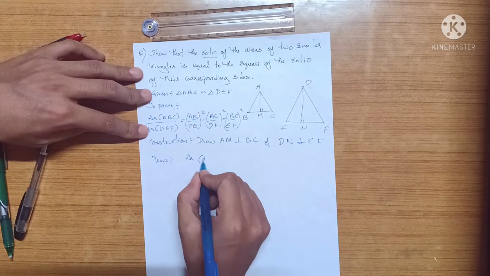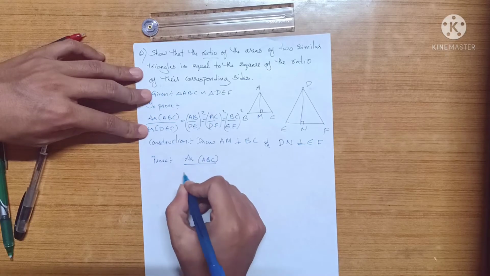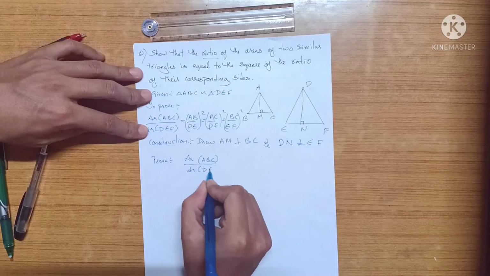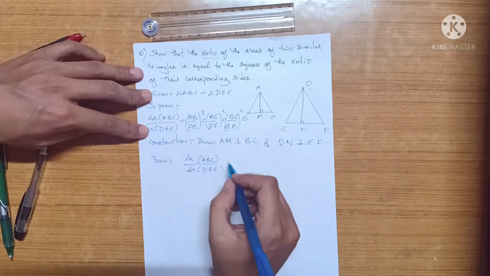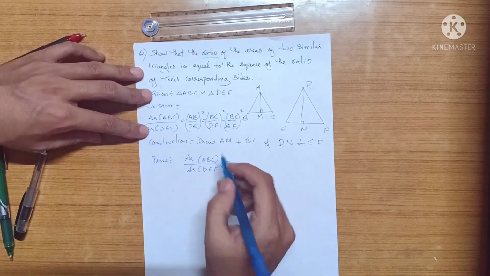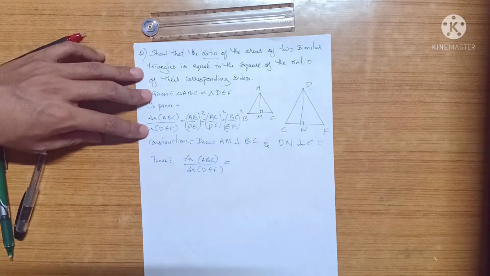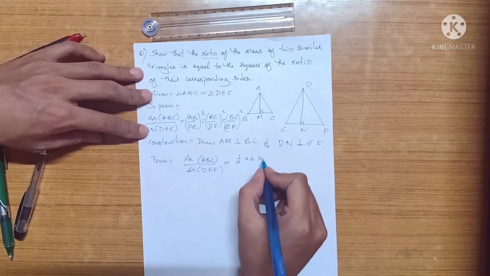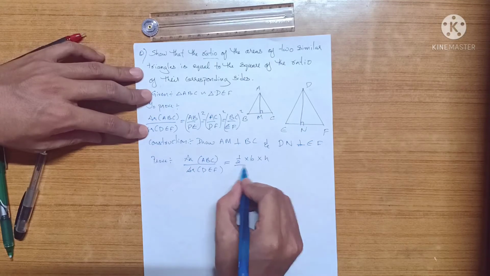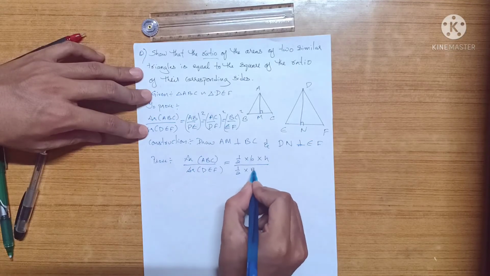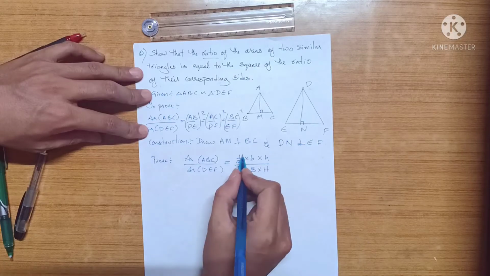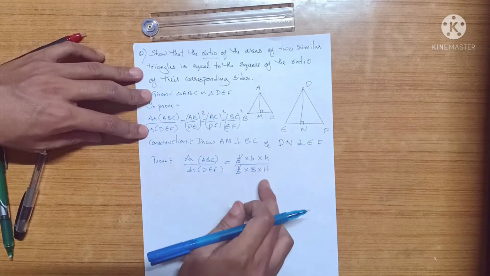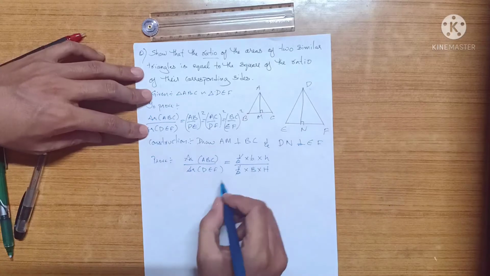Area of ABC by area of DEF. Since we need this, I'm just doing this, and we'll see what we can do later on. So for ABC, the area of a triangle is half into base into height, right? And this also is half into base into height. We cannot cancel the base with base and height with height because they're different, right?